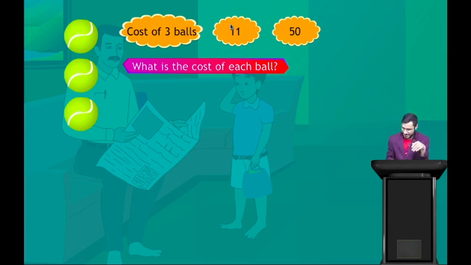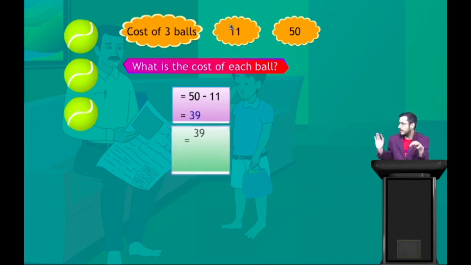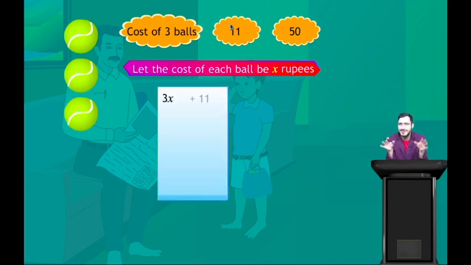Yes, 50 minus 11, that is 39. And the number of balls is equal to 3. So we can divide 39 by 3. So we get 39 by 3, that is 13. So 39 divided by 3, we get rupees 13. That means the cost of each ball is rupees 13 here.